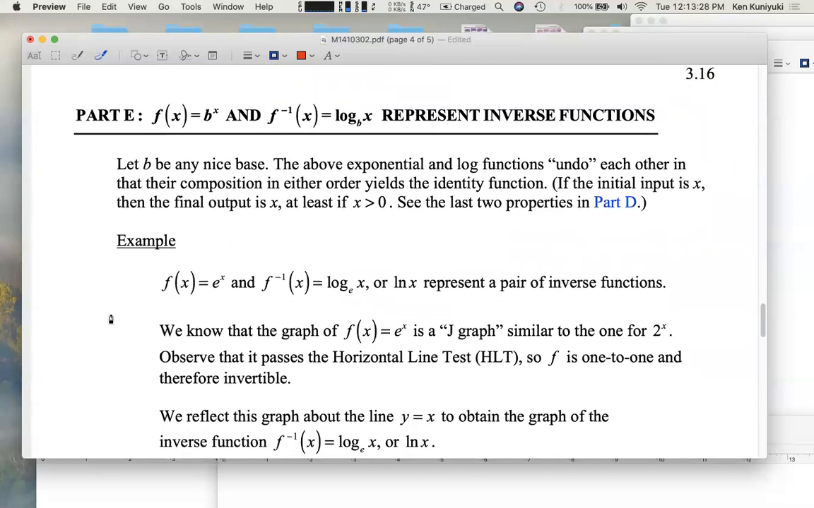So what do we know about inverse functions? Remember that the graph of y equals e to the x was that J curve, right? Because the base here was greater than 1. Now, if we're going to graph the inverse function, what do we do? Remember, the line of reflection is given by y equals x. When you reflect this guy over, this was a homework problem, you get this.